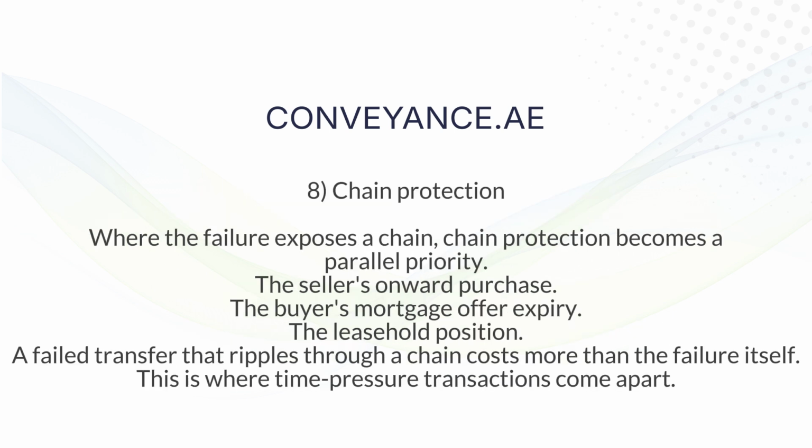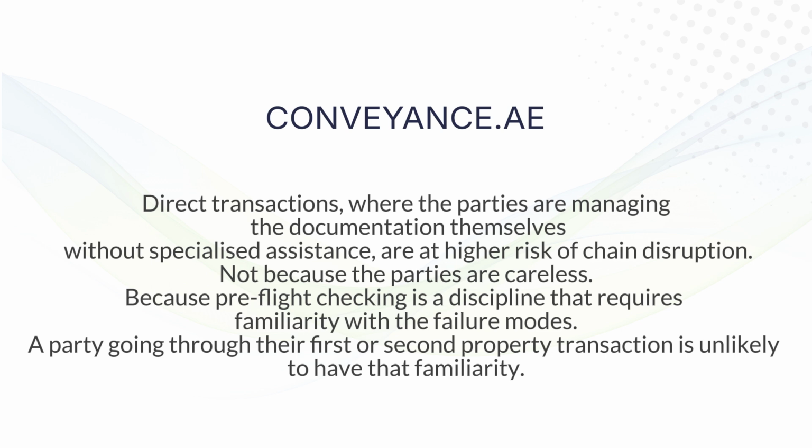8. Chain protection. Where the failure exposes a chain, protection becomes a parallel priority: the seller's onward purchase, the buyer's mortgage offer expiry, the leasehold position. A failed transfer that ripples through a chain costs more than the failure itself. This is where time pressure transactions come apart. Direct transactions, where the parties are managing the documentation themselves without specialized assistance, are at higher risk of chain disruption. Not because the parties are careless, but because pre-flight checking is a discipline that requires familiarity with the failure modes.